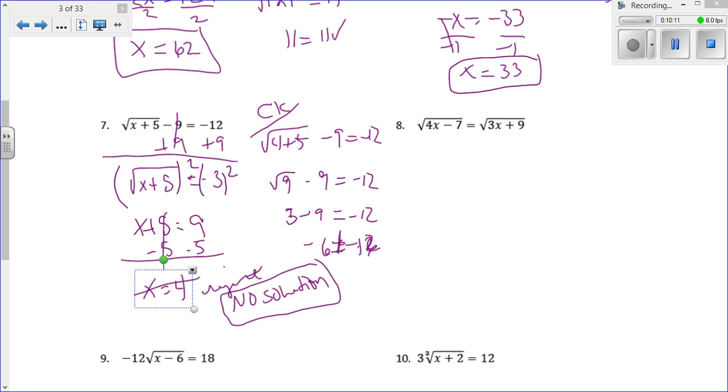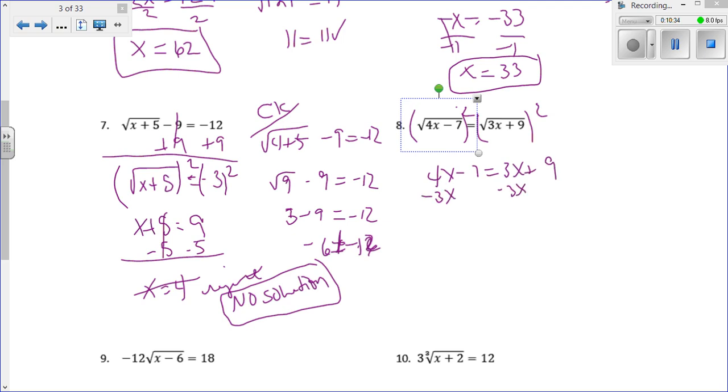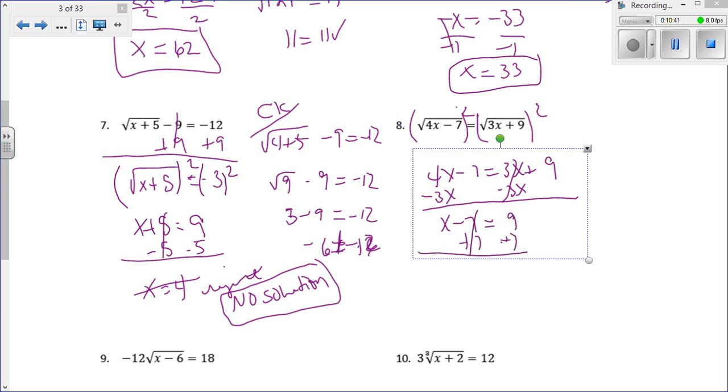Number 8 looks really crazy and even intimidating, but there's two radicals and one's on each side of the equal sign. And since there's no other variables, that's fine. We're just going to go ahead and square both sides. So we'll have 4x minus 7 equals 3x plus 9. Subtract 3x from both sides. So x minus 7 equals 9. Add 7. X equals 16.